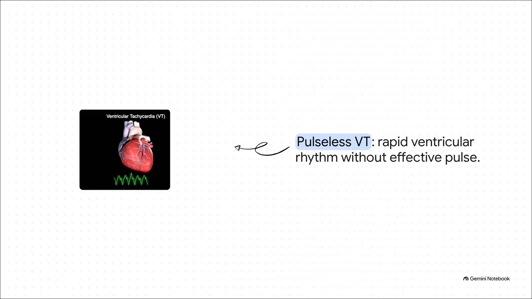For both VFib and pulseless VTach, the treatment protocol is immediate, high-energy, unsynchronized defibrillation, the shock, paired with high-quality CPR and ACLS pharmacotherapy. We're talking medications like epinephrine and amiodarone.